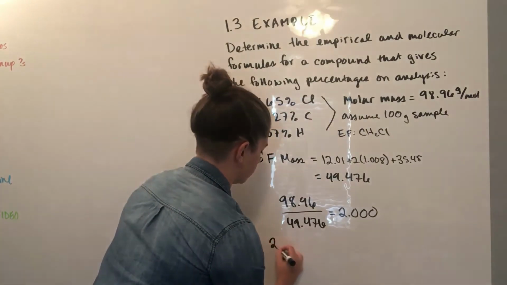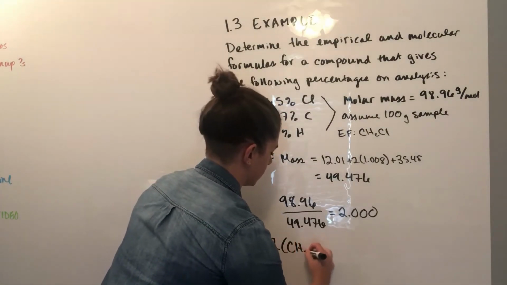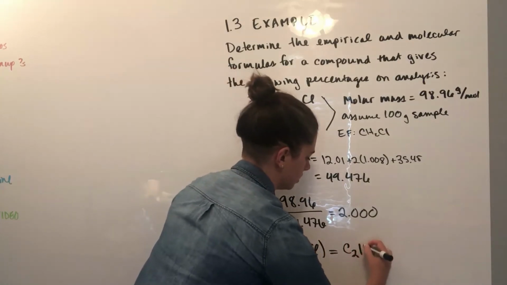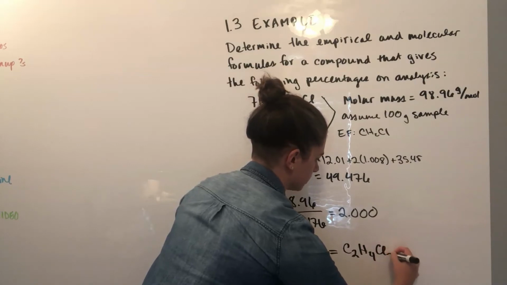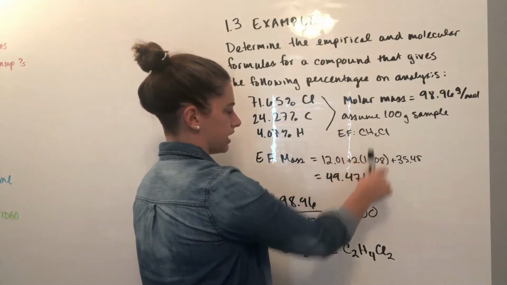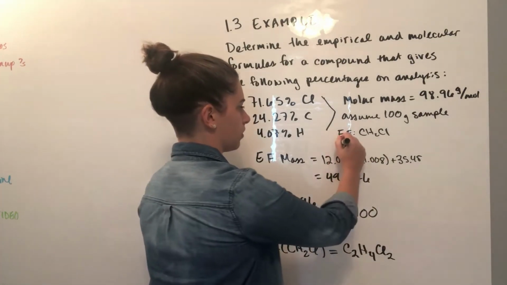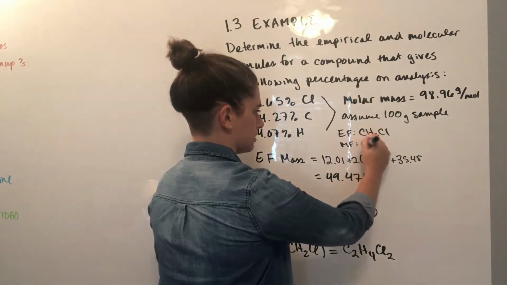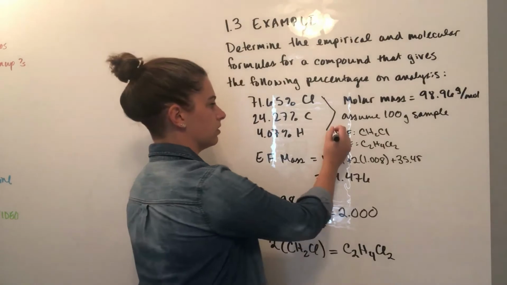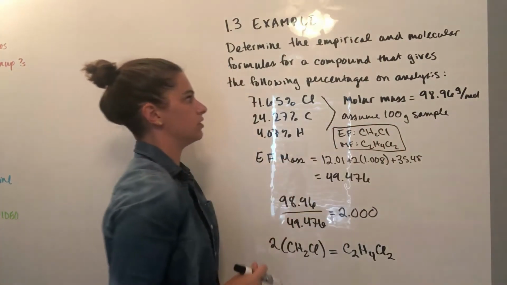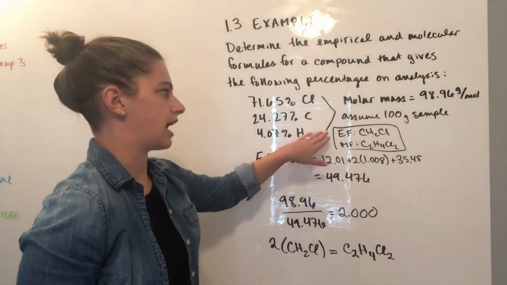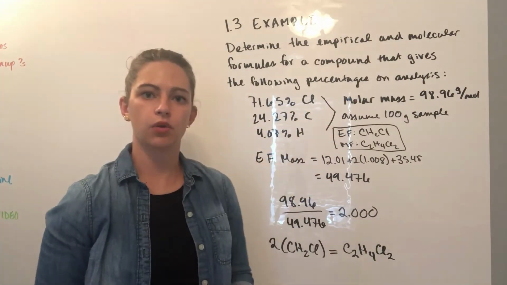So if I do 2 times CH2Cl, I get C2H4Cl2 as my molecular formula. So my empirical formula is CH2Cl. My molecular formula is C2H4Cl2. And there we have it. We've used our mass percent data and our molar mass to figure out our empirical and our molecular formulas.